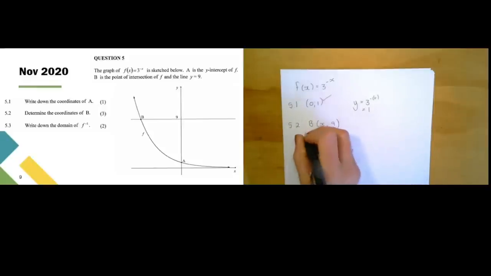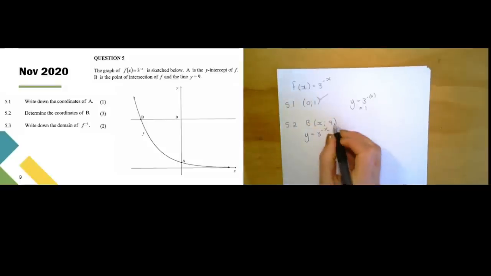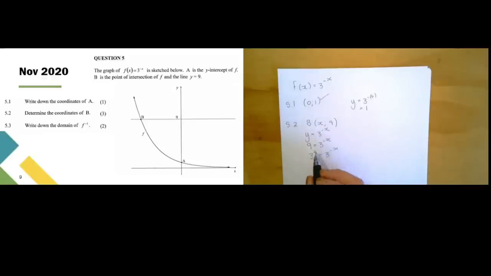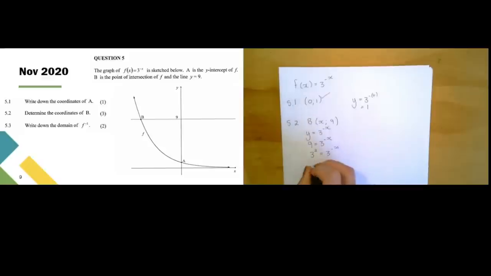What is the equation of my exponential graph again? y equals 3 to the power of negative x. So I know 9 equals 3 to the power of negative x. If I write 9, I can break it up as 3 to the power of 2 equals 3 to the power of negative x. If my bases are equal, my exponents have to be equal. So 2 is equal to negative x, so x is equal to negative 2.